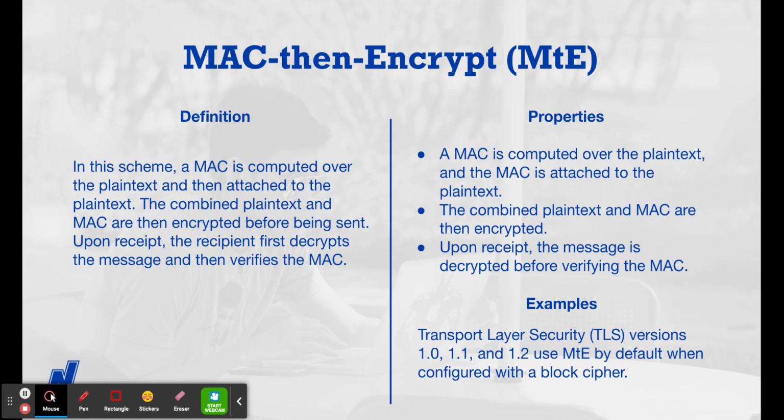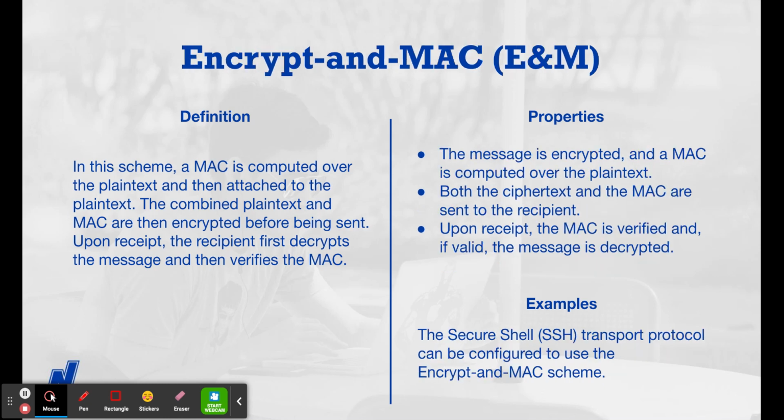The MAC then encrypt is used in earlier versions of the TLS, specifically versions 1.0, 1.1, and 1.2. These versions of the TLS use this scheme by default when configured with block ciphers. This practice has raised some theoretical security concerns, and is one of the reasons why the encrypt then MAC is generally preferred today. However, when implemented correctly, the MAC then encrypt can still provide secure communication.